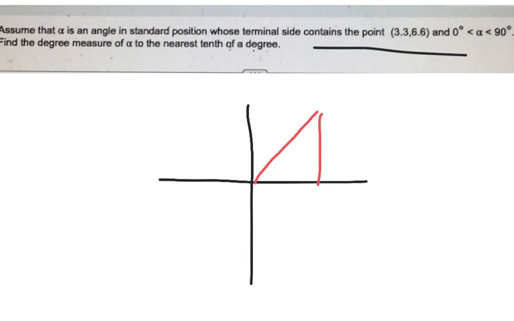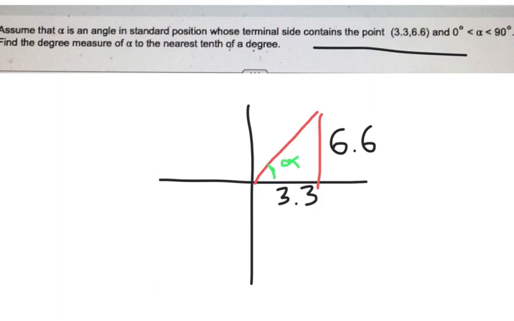That means the distance I traveled along the x-axis would be 3.3. The distance I traveled up is 6.6. I could find the missing side by using the Pythagorean theorem if I wanted to, but I actually don't need the missing side here. It tells me I'm looking for the angle that is part of my triangle. So I'm going to call that angle alpha.